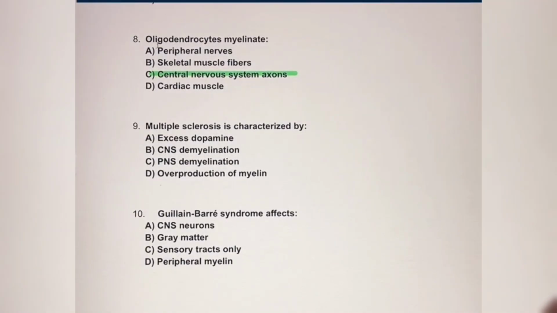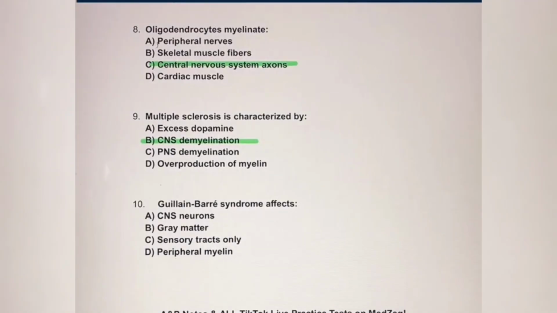Number 9, multiple sclerosis is characterized by what? A, B, C, or D? What do you guys think for number 9? The answer is B. It is central nervous system demyelination. It is an autoimmune disorder that attacks the myelin in the CNS. That slows down your nerve conduction.